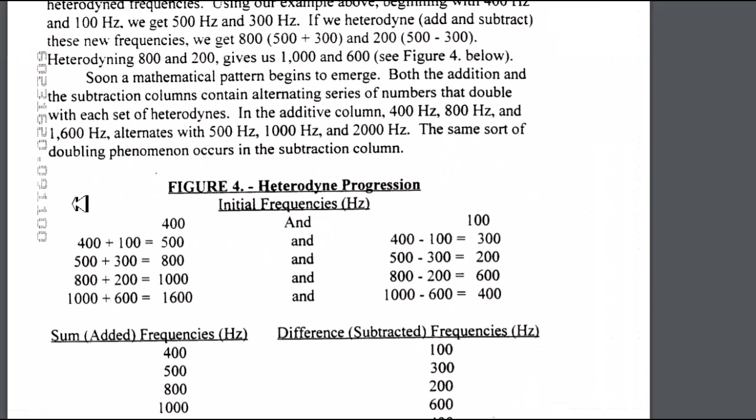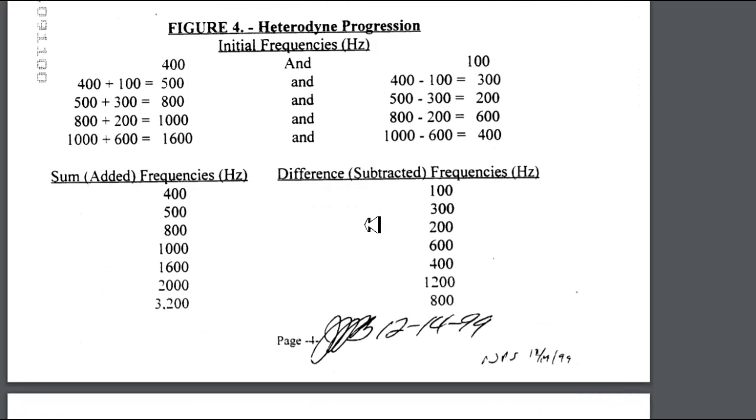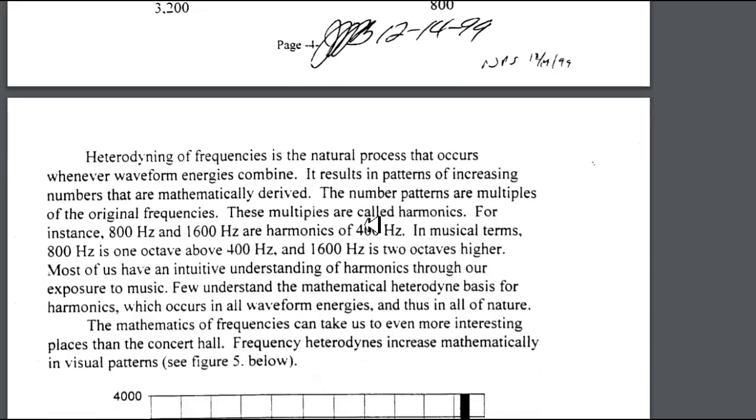Okay, so he talks about the heterodyning progression: when frequencies add, they also subtract. So if you have one frequency resonating with another frequency, you get an additive effect and you get a subtractive effect, so you get two new frequencies from this combination. Okay, and so that's called heterodyning.